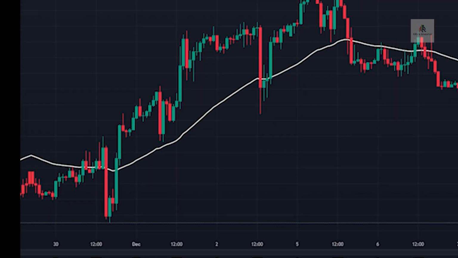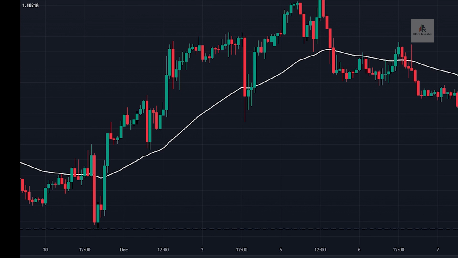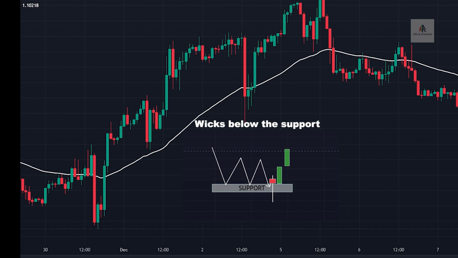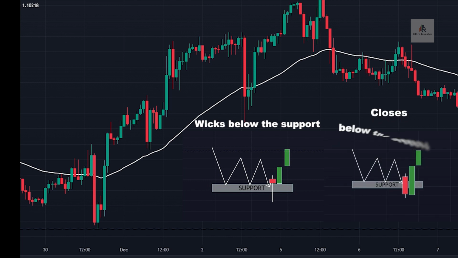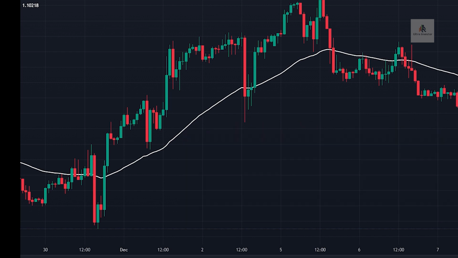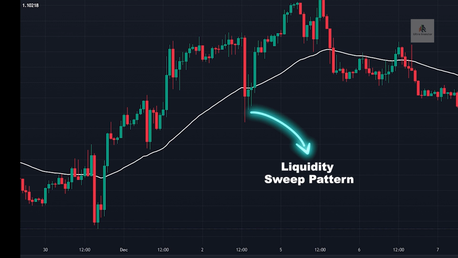Moving on to the second step of this trading strategy, we now look for a pattern known as a liquidity sweep. Essentially, we wait for the price to create a support level and then observe whether it wicks below the support and captures the liquidity or closes below the support and then bounces back up above it. In the current example, you can see how the market created a support level and then captured the liquidity by forming a long wick candlestick that went below the support.